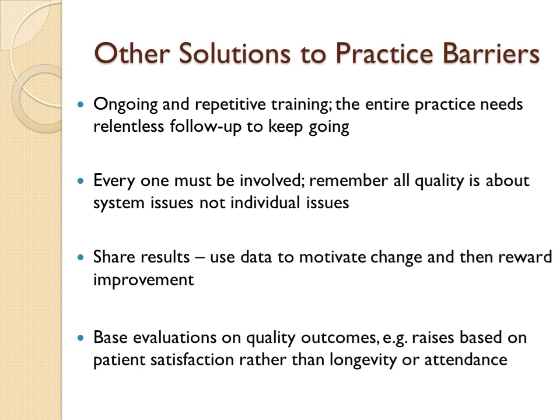Everybody has to be involved. Remember, all quality is about system issues, not individuals. It's not about one person. Nobody has a practice whose problem is one person. It's system issues. And I'm not saying that there aren't practices with one person who is an issue, but in general, they're system issues. Share results all the time. The quality improvement team shouldn't be a little group that meets off in a corner and then comes out with these ideas. Have a newsletter, have some sort of report at the monthly clinic meeting. Share results and use the data to motivate change and reward improvement.